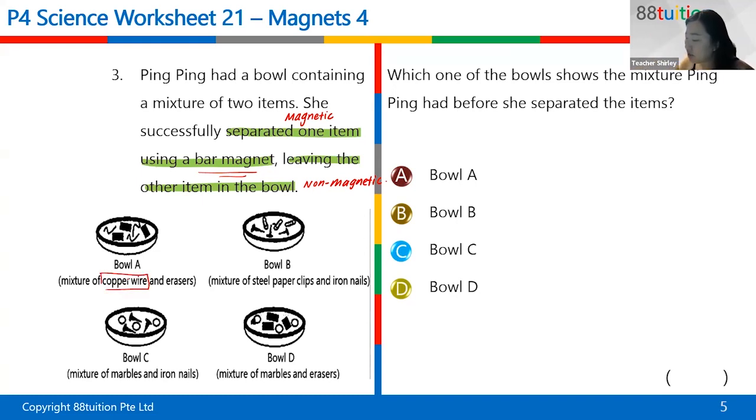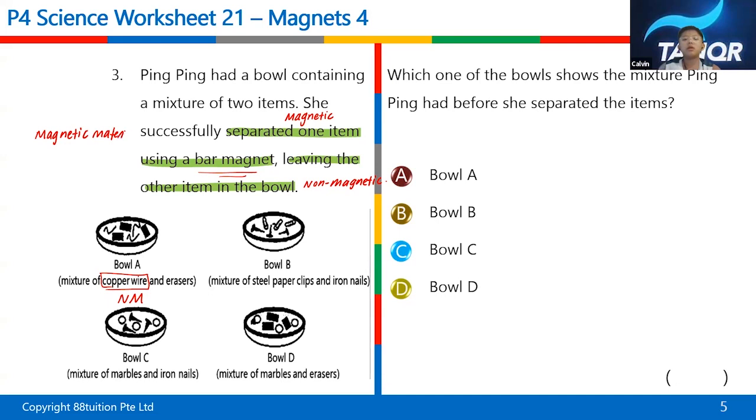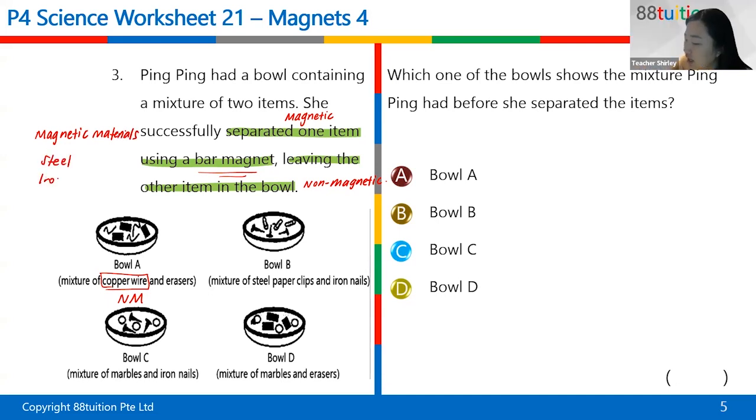Copper, magnetic or non-magnetic? Non-magnetic, yeah? What are the magnetic materials? What's the concept behind this? Magnetic materials. Very good. Steel, iron, nickel, cobalt. Basically, school is not cool. Okay. Steel, iron, nickel, cobalt. So copper is not a magnetic material.